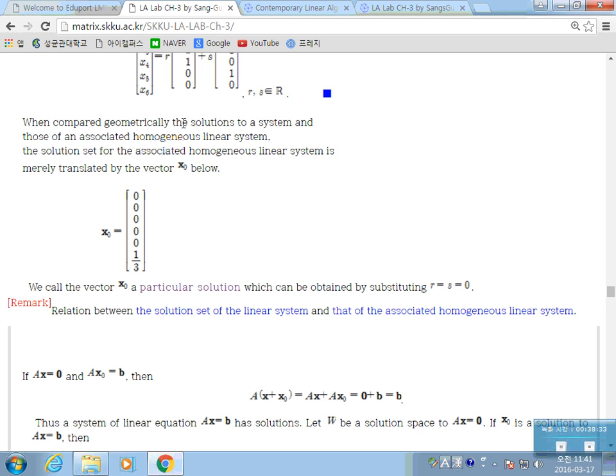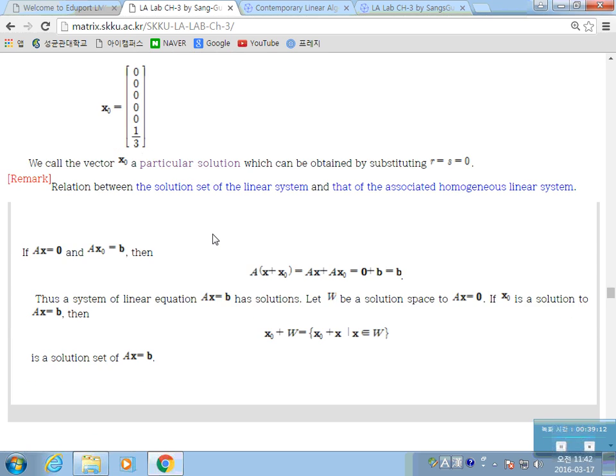When comparing geometrically the solution to the system and those of the associated homogeneous system, the solution set for the associated homogeneous system is merely translated by a vector x0 like this. So if you are looking for the solution set for AX is equal to B, you find the solution set for AX is equal to 0 first. Then you have a solution space. Then take just one solution that satisfies the system and add that vector to translate that solution space to the whole solution set for AX is equal to B. This is the idea.